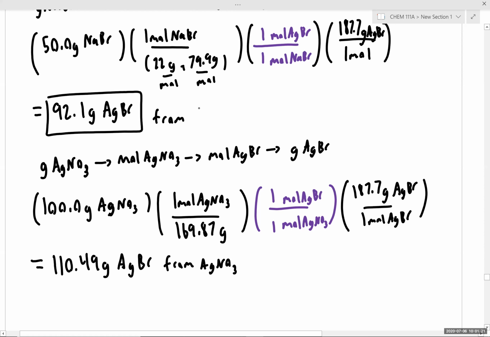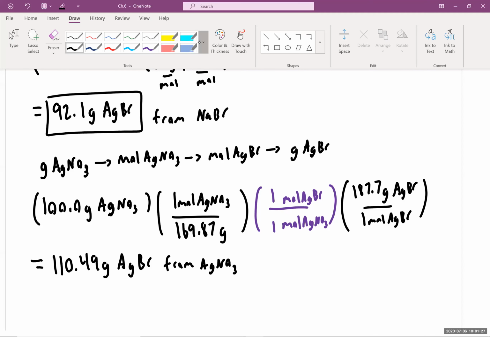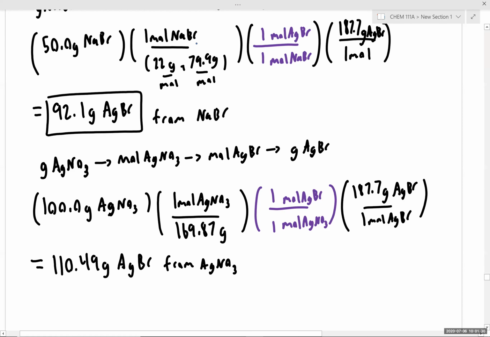So if we compare our two yields, which reactant is limiting? Which reactant produces the least amount of product? Which reactant, when completely consumed, produces the least amount of product? Which reactant is limiting? Sodium bromide, exactly right. So we know that sodium bromide is limiting.